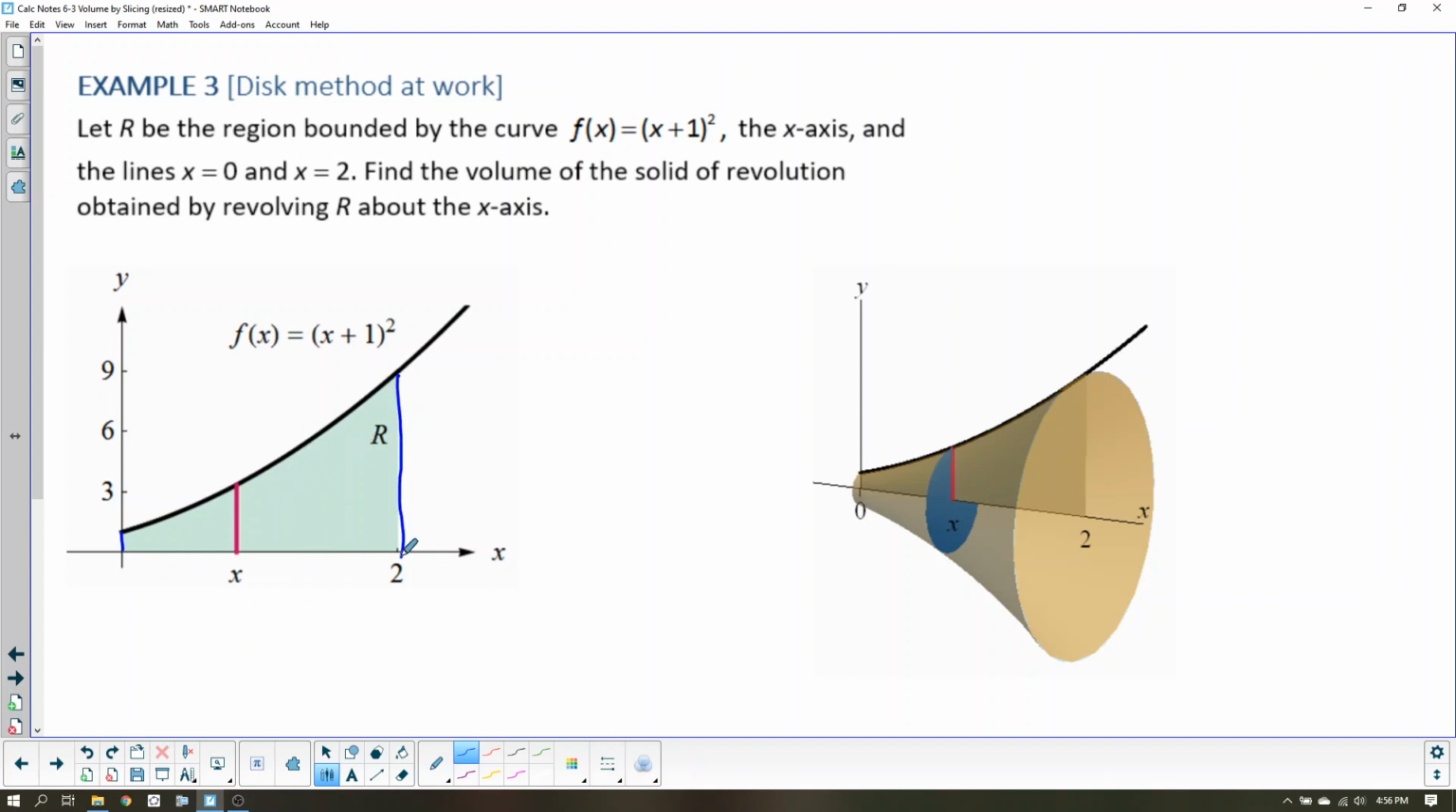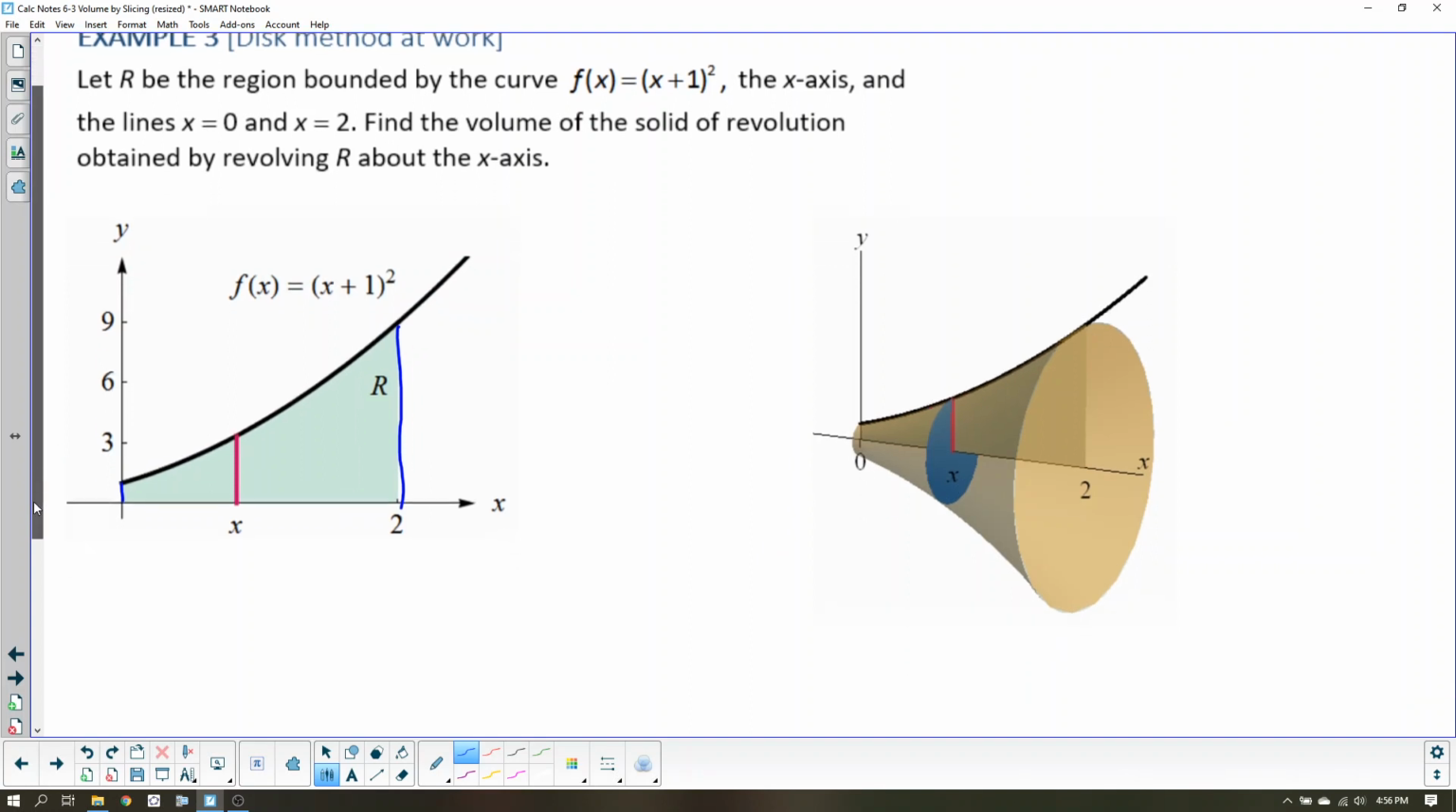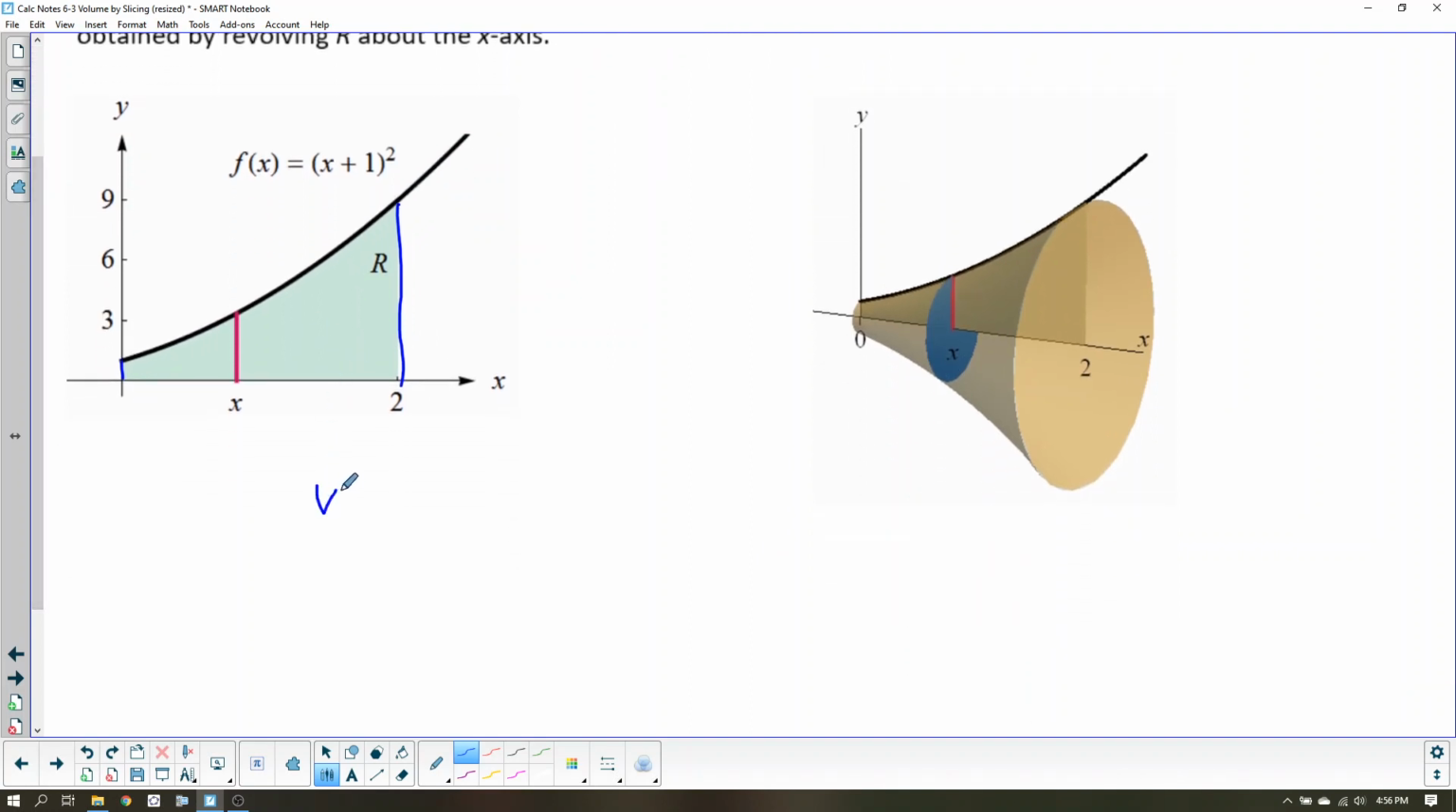We rotate it about the x-axis, and it's going to create this kind of horn-like region. Obviously, a typical cross-section is just a disk. So we know that the volume is going to be the integral from a to b of pi times the function squared dx. First, identify the limits of integration. We're slicing it up like this. Each cross-section is perpendicular to the x-axis, so we're integrating from 0 to 2.